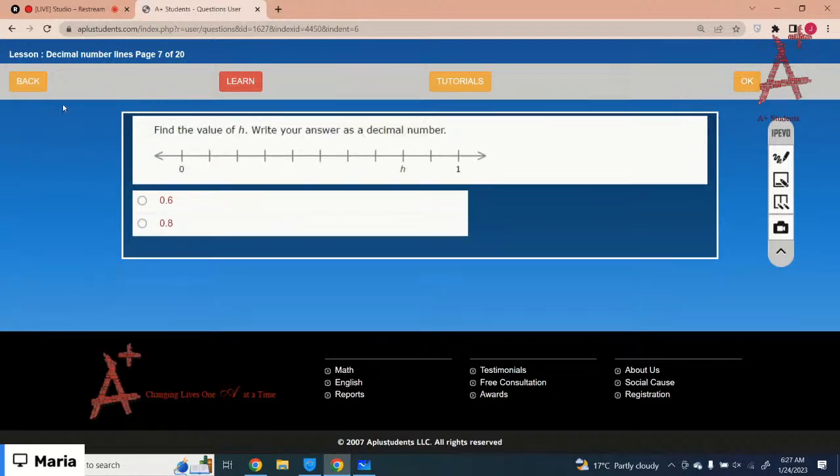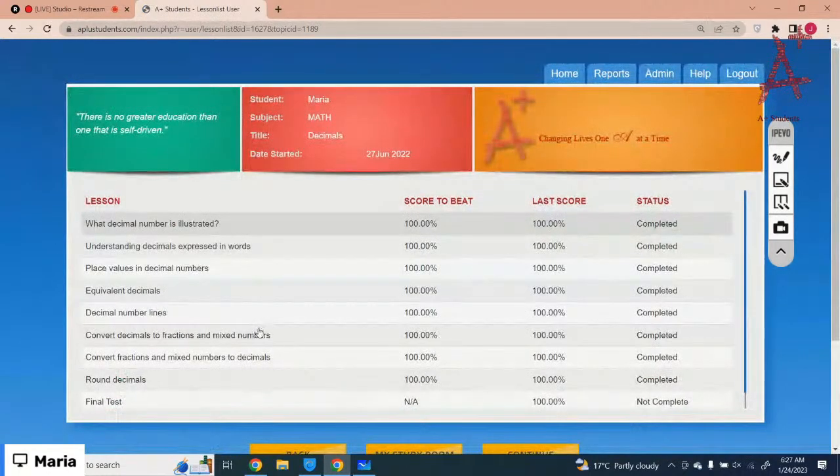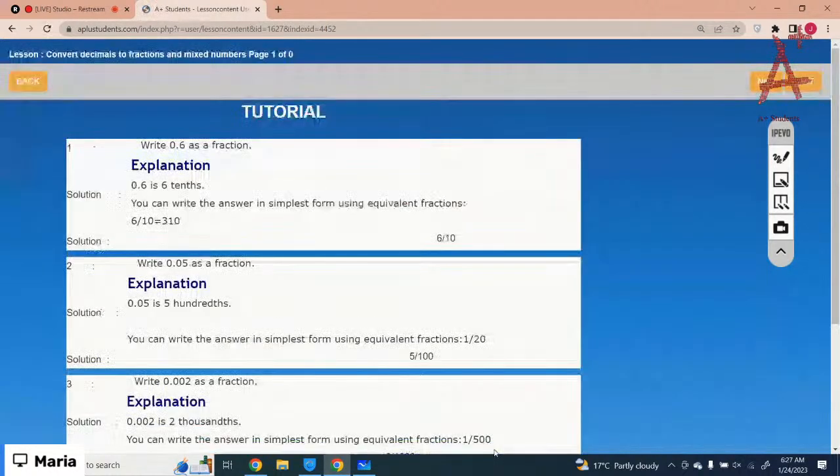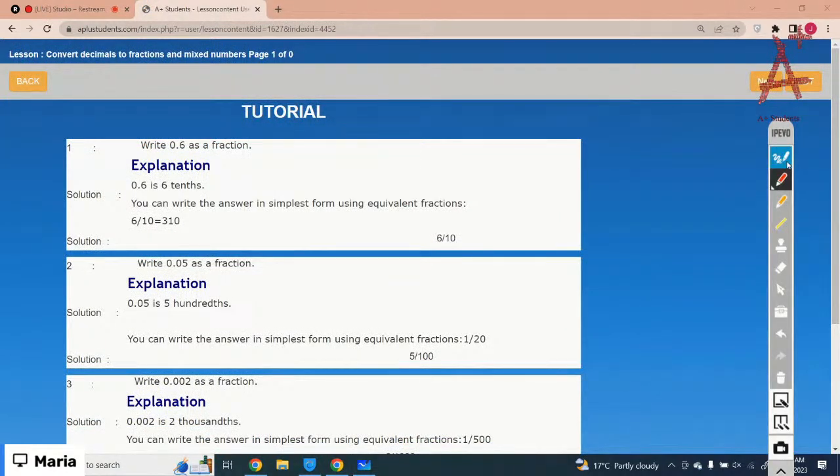Okay, you can complete the test by yourself later today. Let me just move on to the next lesson. And the next lesson is convert decimals to fractions and mixed numbers. So we're going to learn how to convert from decimals to fractions. Got it?